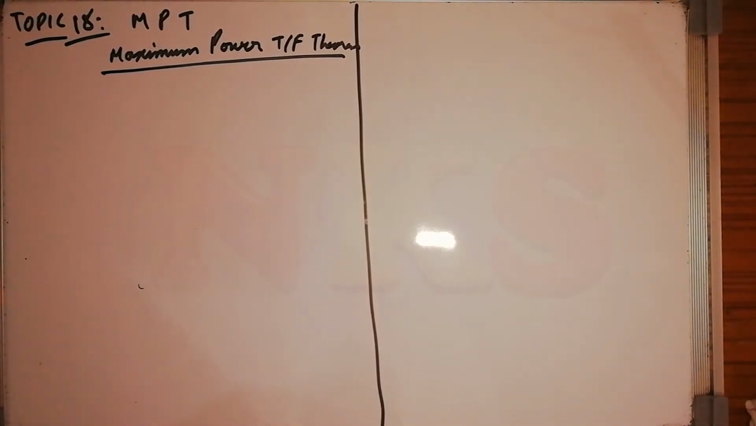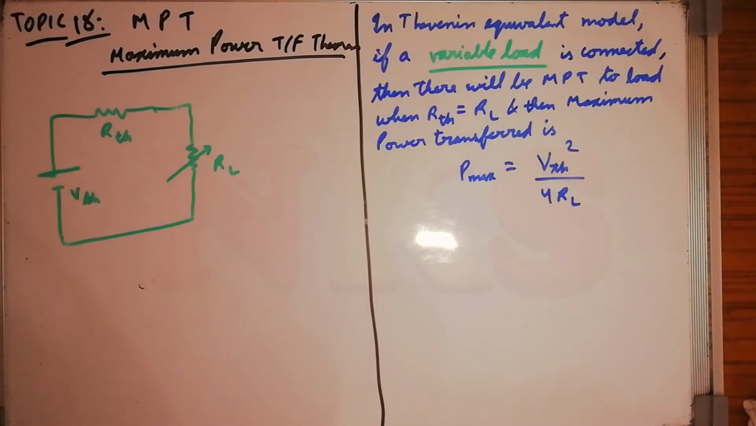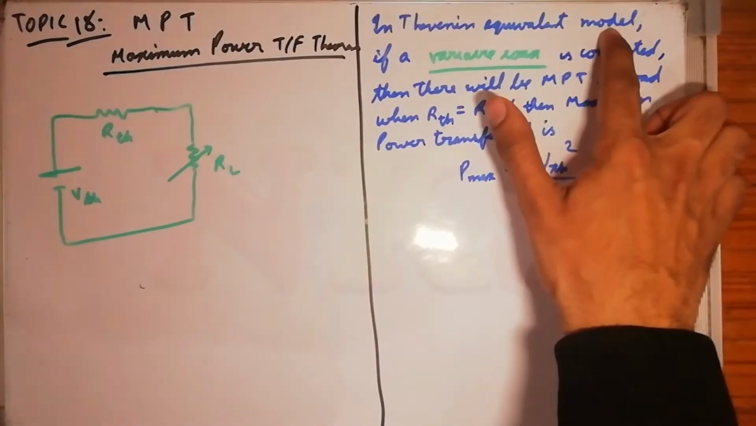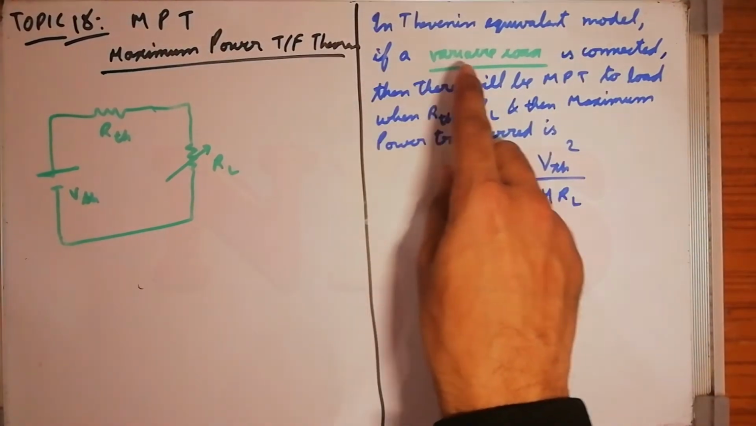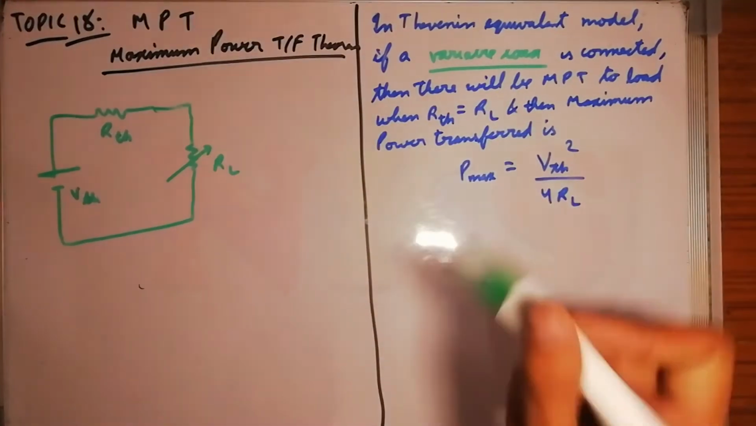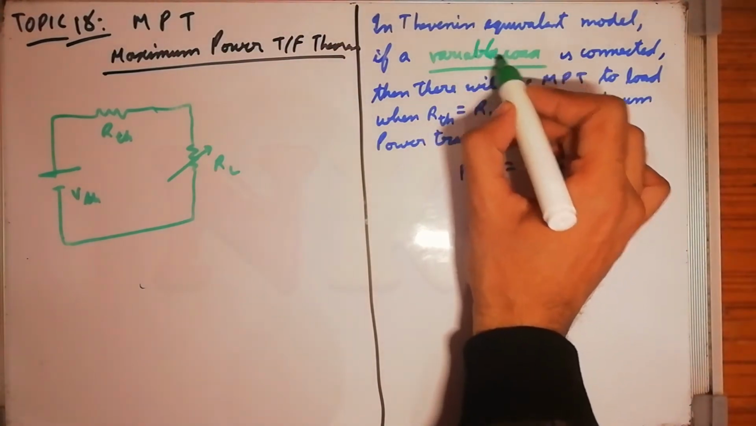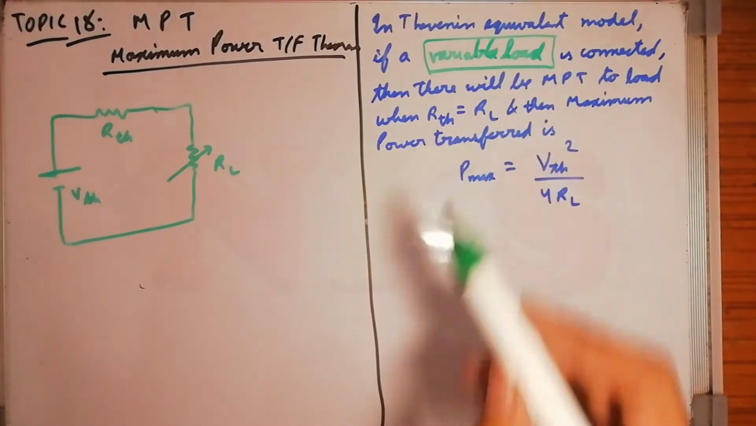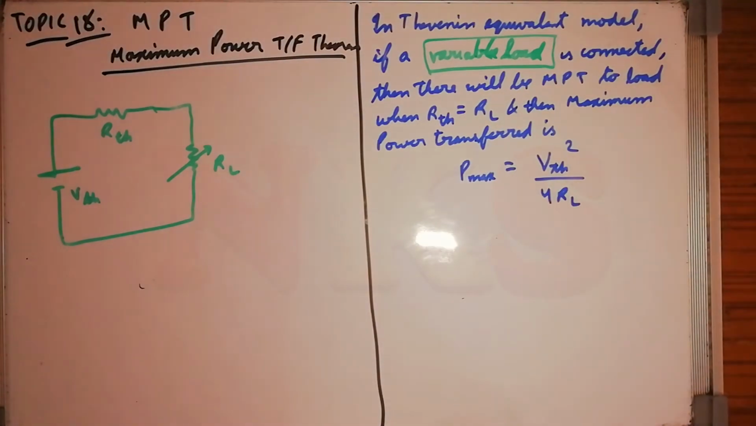So this is the statement, that in Thevenin equivalent model, remember this: if a variable load... See, I have written this because this is the most important thing. This is the thing that usually people forget while doing questions. There has to be a variable load, then only you can apply the maximum power transfer theorem. If the load is not variable, then you can't do this.